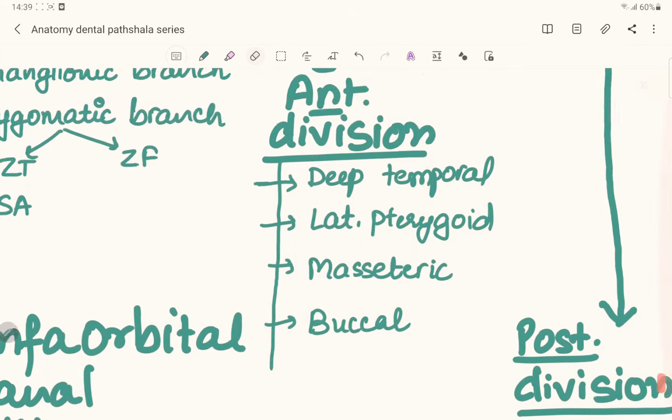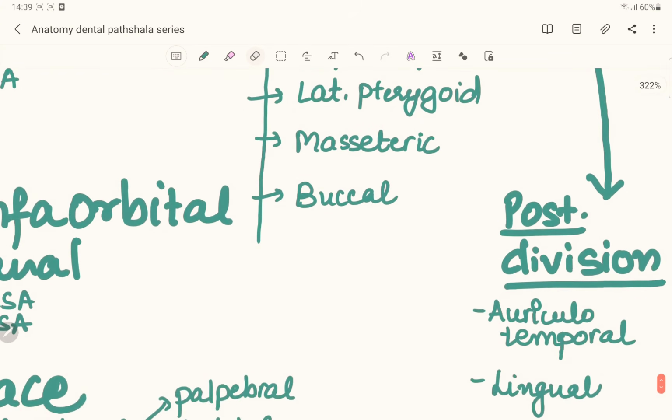The anterior division branches are the deep temporal, lateral pterygoid, masseteric, and the buccal, which supplies the skin of the cheek. Talking about the posterior division, we have the auriculotemporal nerve, which gives off the terminal branches: auricular, superficial temporal, the auricular to TMJ, and the secretomotor fibers to the parotid gland.